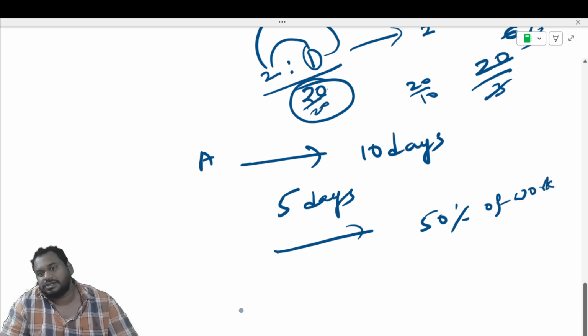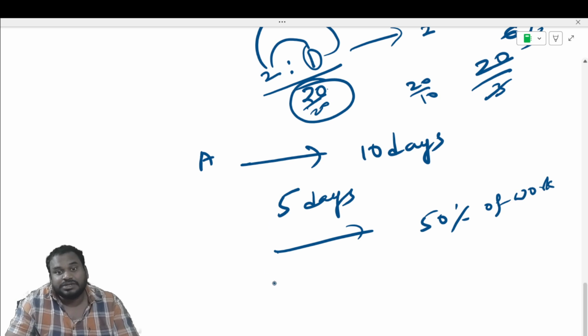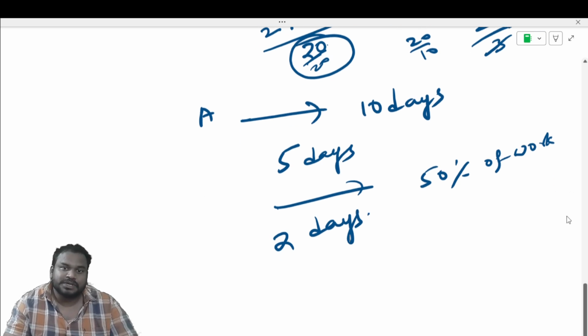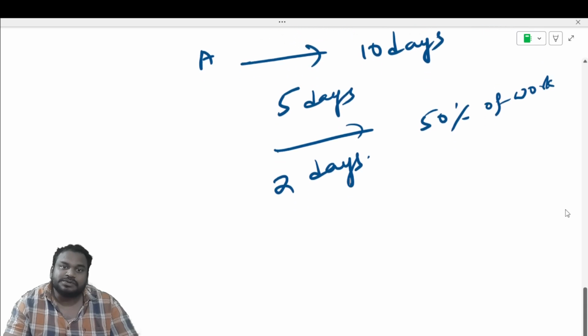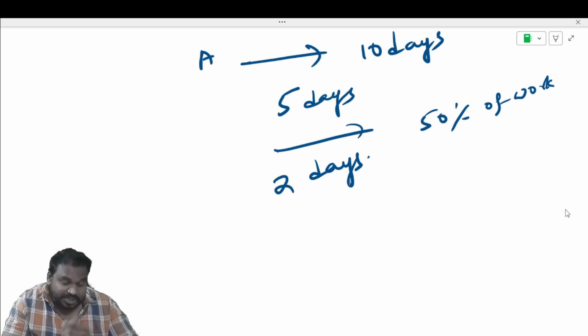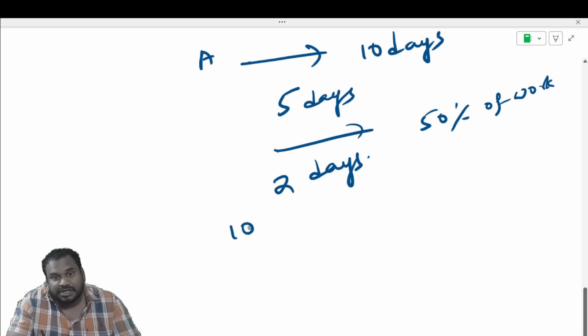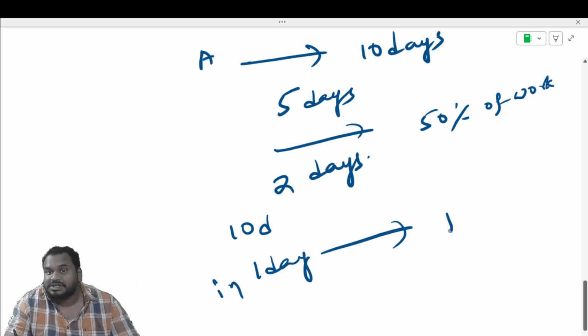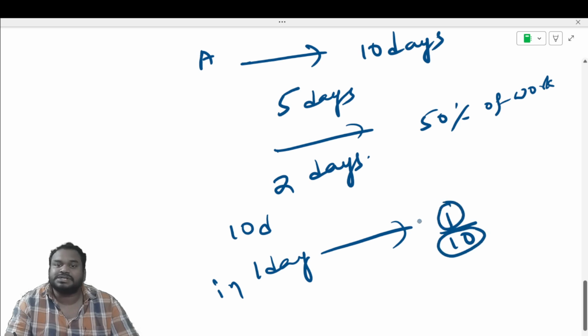Suppose you worked for only 2 days, then what will you do? If you work for only 2 days, how much work is completed and how much is remaining? How can you tell? See, if he can finish the work in 10 days, in one day how much work does he finish? 1 by 10. 1 by 10 means out of 10 parts, 1 part he will finish. The bottom portion is the total parts, and the numerator is how much he finished.